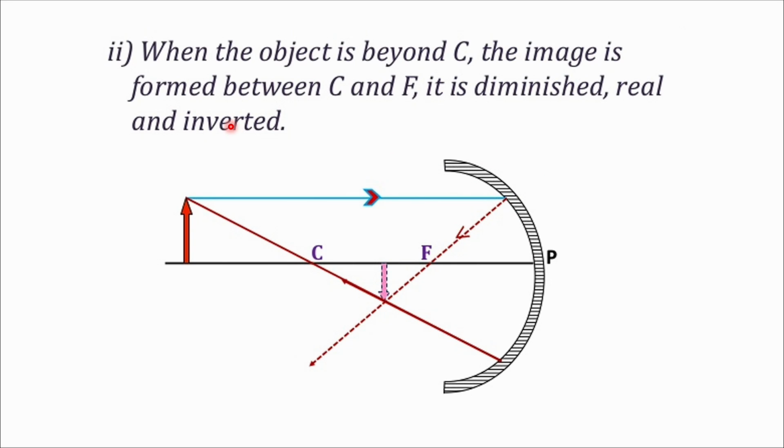Now let us go to the second position of the object. In the second position, you place the object behind C. What is C? Center of curvature. Here the image is formed between C, center of curvature, and principal focus, capital F. And what is the nature of the image? Here also the same thing. It is diminished, real and inverted.